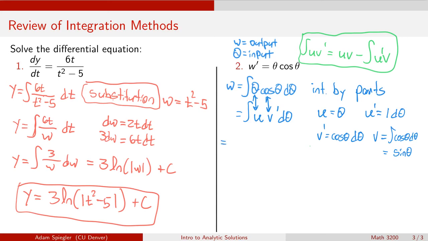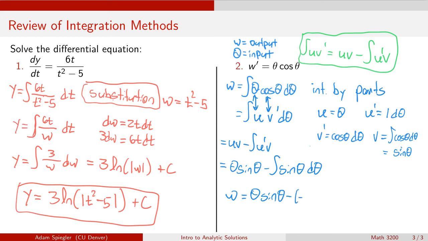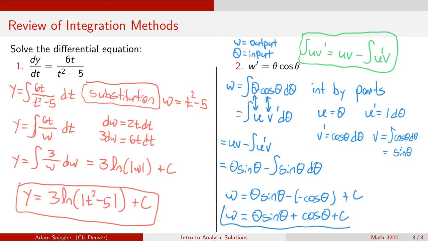Okay, so now let's use integration by parts here. This would give us the integral of u v prime would be u v minus the integral of u prime v. And now we can plug in the fact that we defined u as theta, and we found v to be sine of theta. And then we're going to subtract the integral of u prime, which is d theta, times v, which is sine theta. So we're going to subtract the integral of sine theta d theta. So we have that w is theta times sine of theta minus the integral, and the integral of sine theta is minus cosine theta. And now we can put on our arbitrary constant. So we get w is equal to theta times sine theta plus cosine of theta plus our arbitrary constant c. So here would be our general solution for this differential equation.